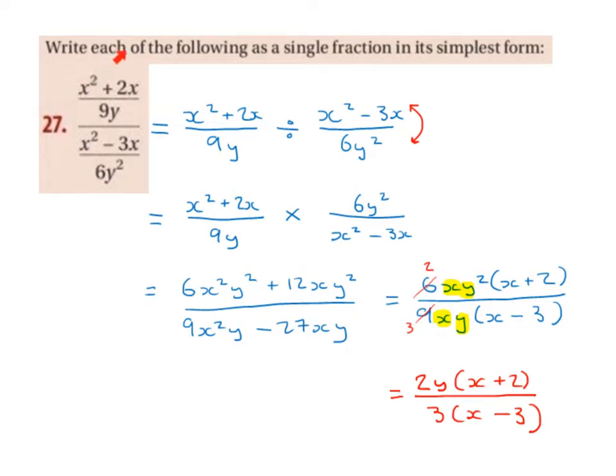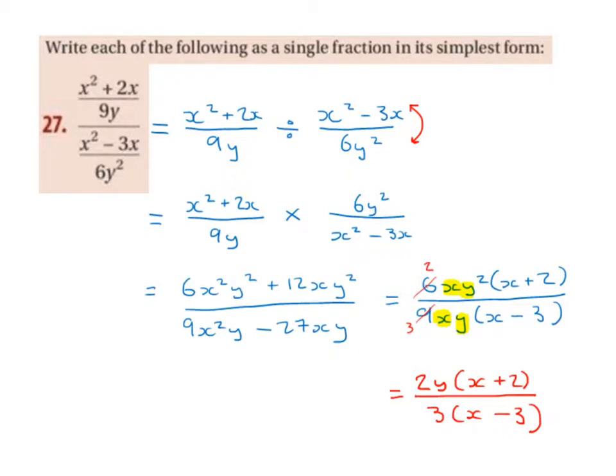Write each of the following as a single fraction in its simplest form. So we have (x squared plus 2x) over 9, divided by (x squared minus 3x) over 6y squared. So this line here means divide. So we rewrite this as (x squared plus 2x) over 9y divided by (x squared minus 3x) over 6y squared.